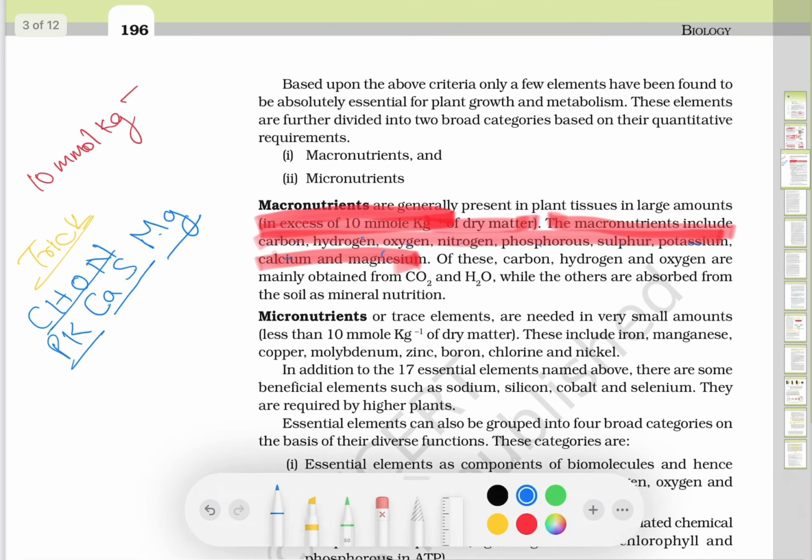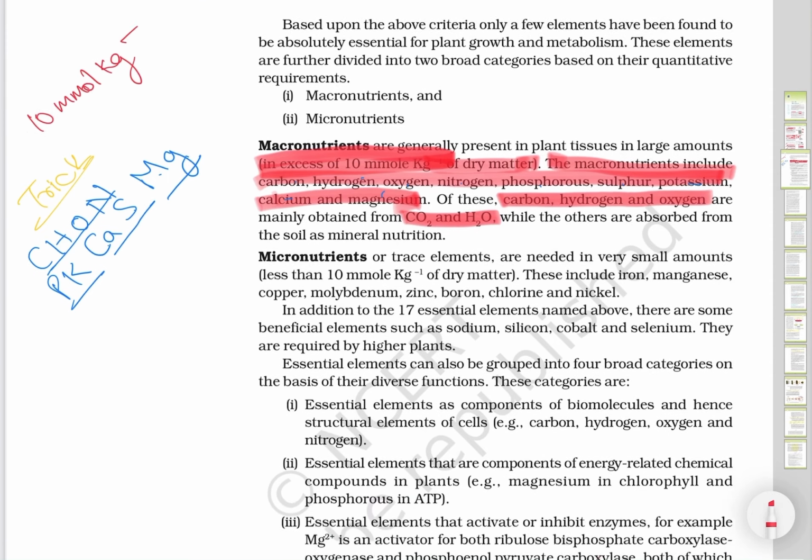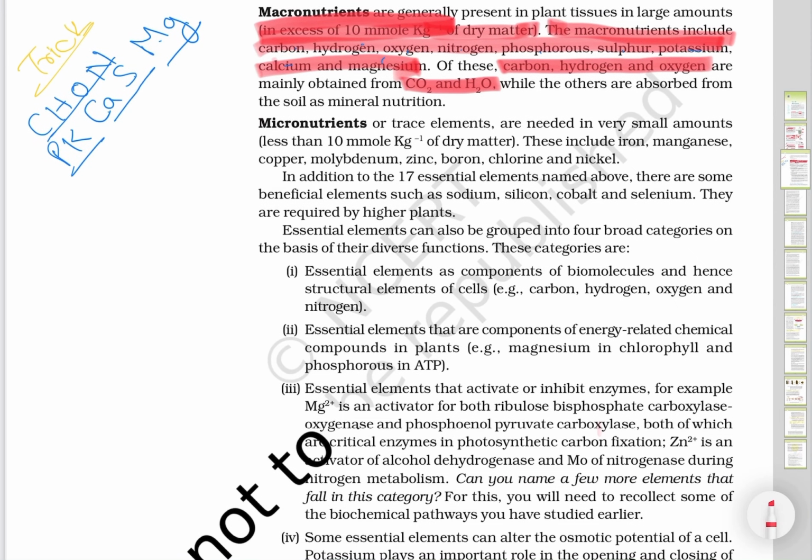Alright. Now of these, carbon, hydrogen, oxygen are mainly obtained from CO2 and H2O. While CHO can be obtained from CO2 and H2O, the others are obtained from the soil as mineral nutrients. Now coming to micronutrients. Micronutrients, you also call them trace elements.